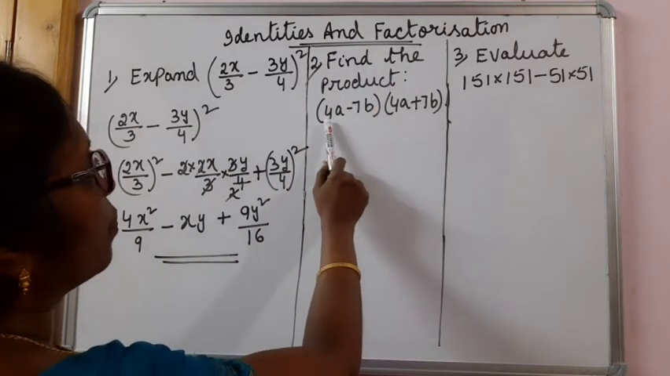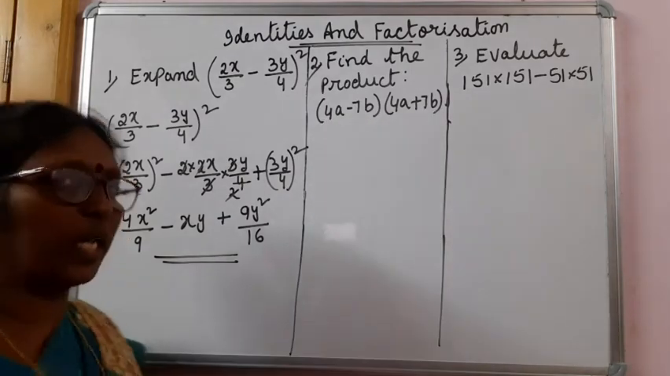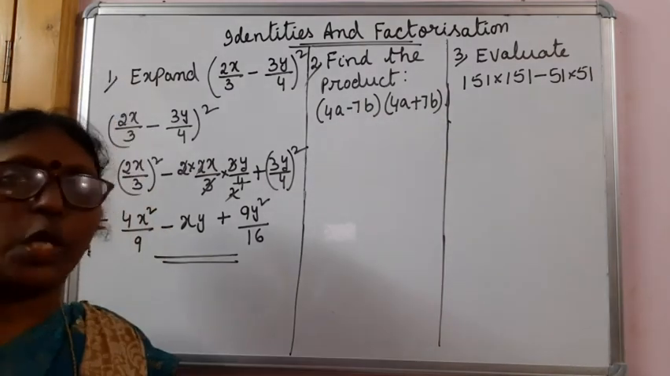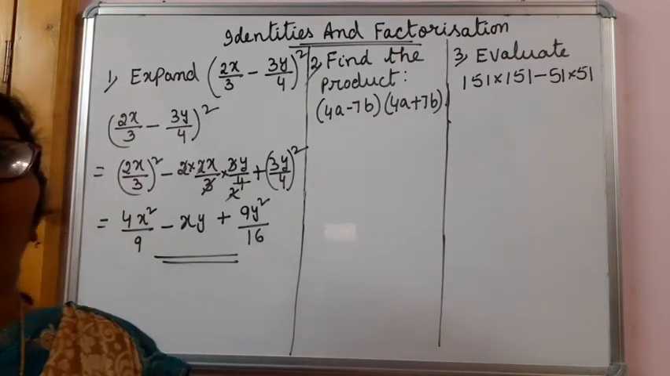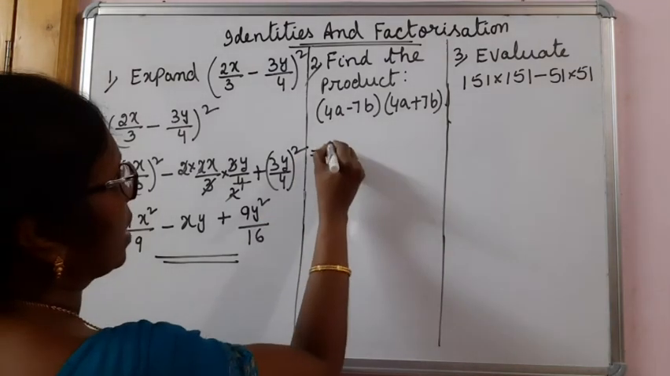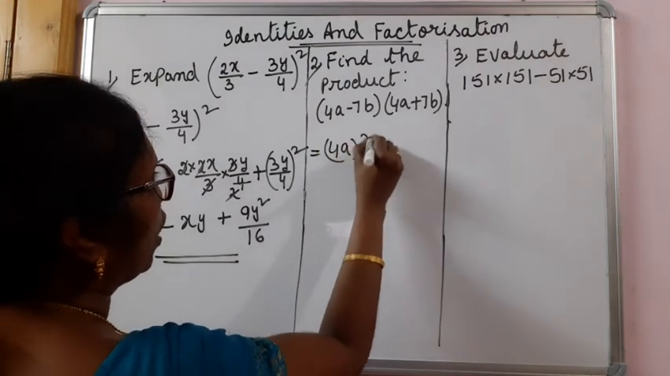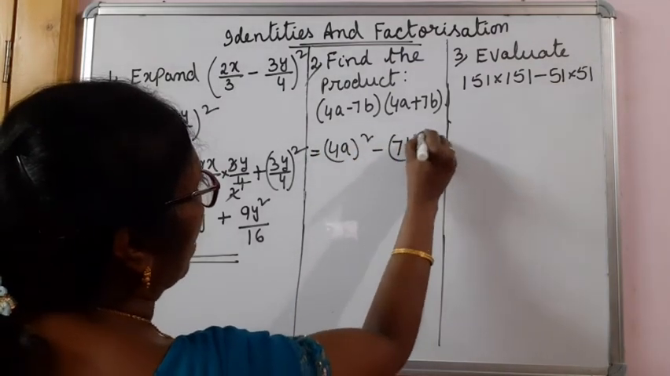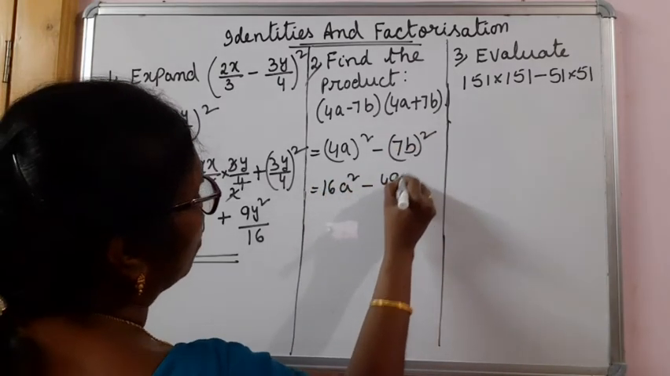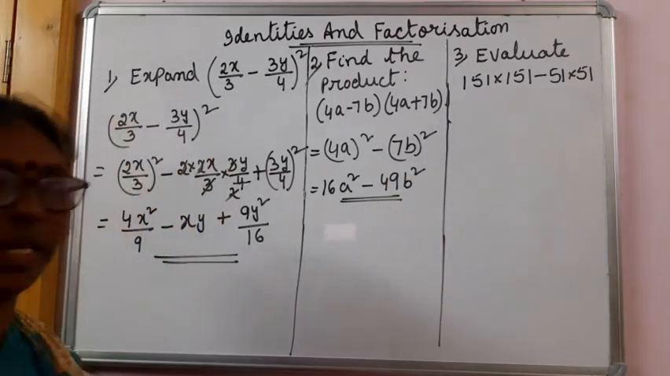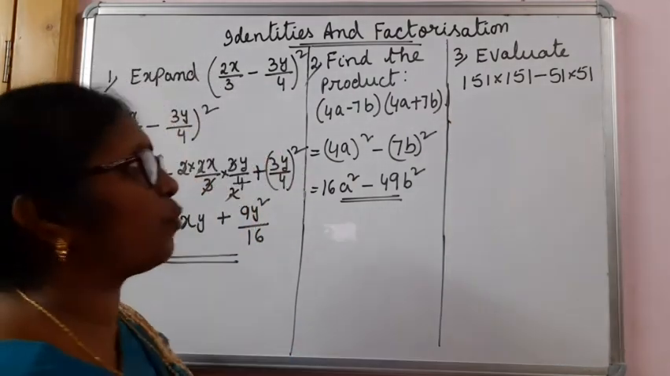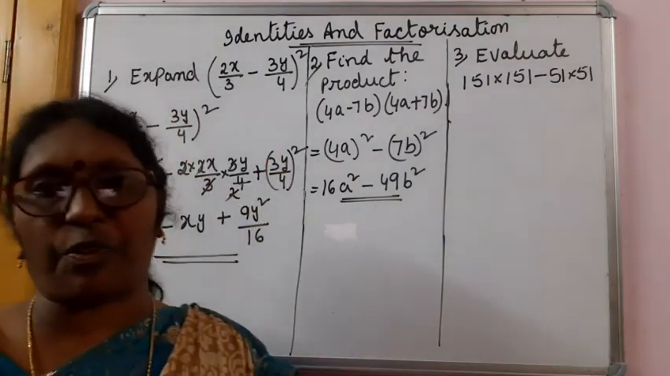Find the product 4a minus 7b into 4a plus 7b. So it's like a minus b into a plus b. You have already learned the identity that a minus b into a plus b is a square minus b square. So a means 4a whole square, b square means 7b whole square. 4 square is 16a square minus 49b square. Very simple.